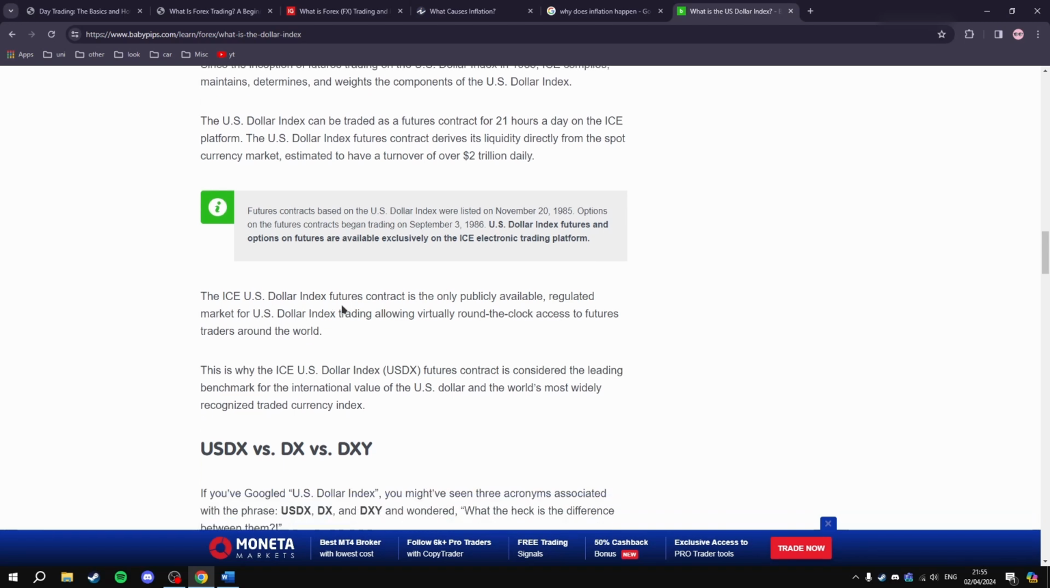The ICE US dollar index futures contract is the only publicly available regulated market for US dollar index trading, allowing virtually round-the-clock access to futures traders around the world.